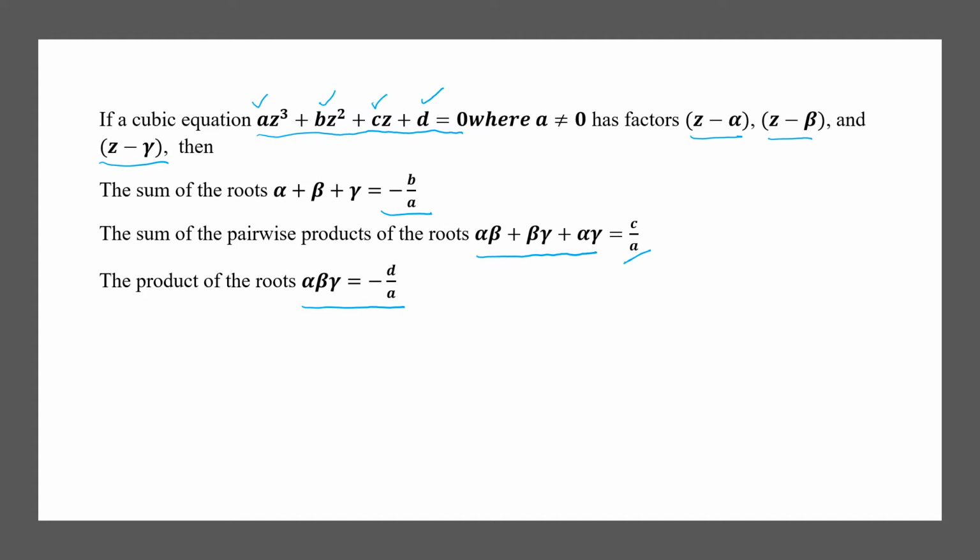coefficient. You can also see that as we start from the sum of the roots and work our way down, the negative sign keeps alternating. That is, the first one has a negative, this is a positive, and this is a negative as well.